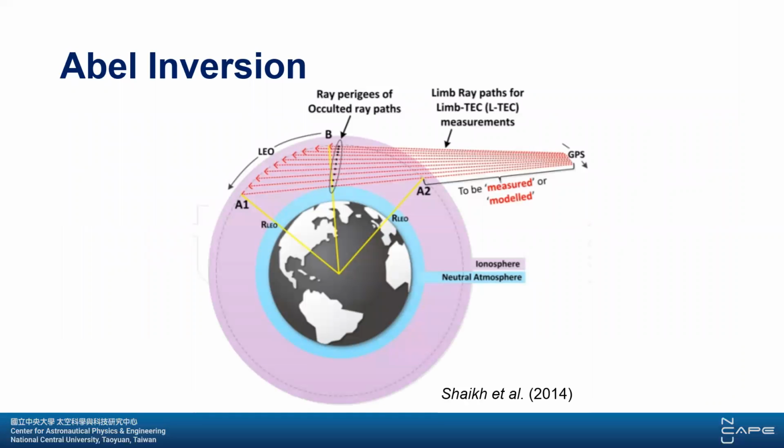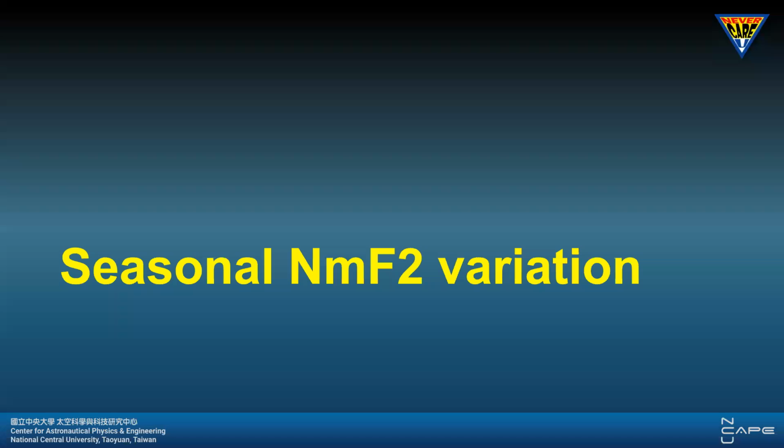This figure is showing Abel inversion. We assume the ionospheric density is spherically symmetric. So when the signals pass through the sphere, it is integrating, and we use the geometry method to calibrate it and obtain the middle point as the electron density profiles.